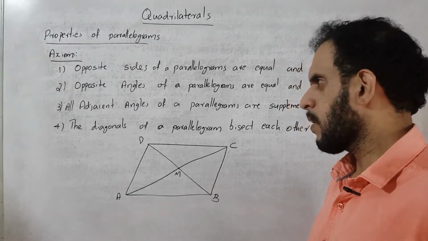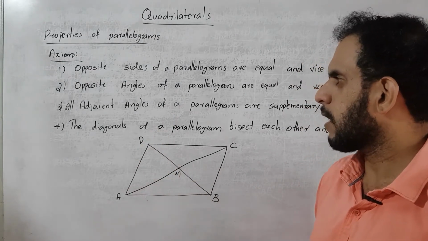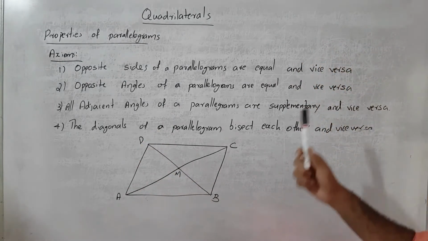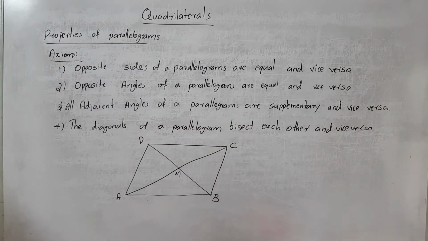Is a parallelogram. Or otherwise, if you want to prove the given quadrilateral is a parallelogram, then what is enough to prove? Opposite angles are equal.